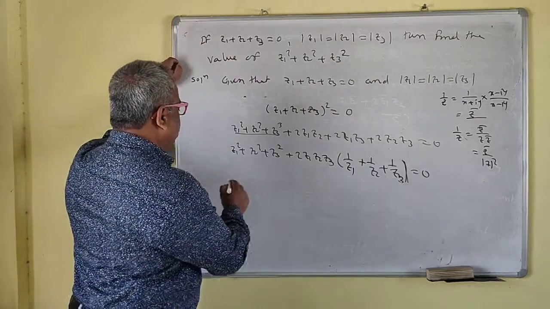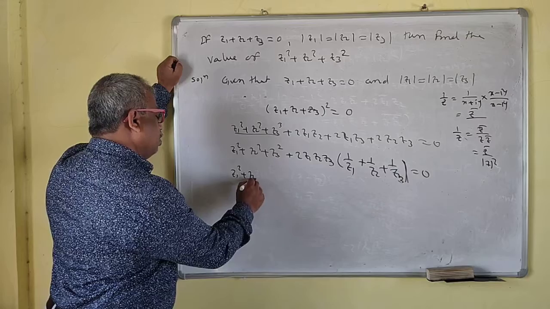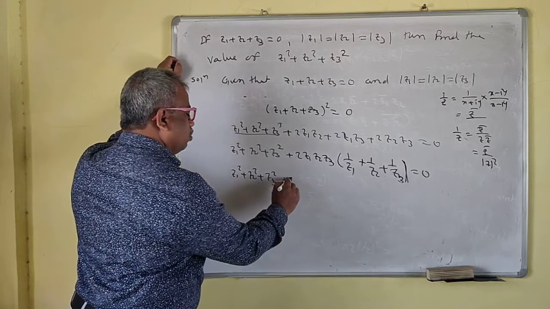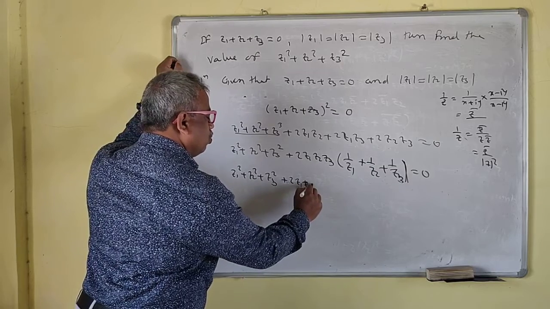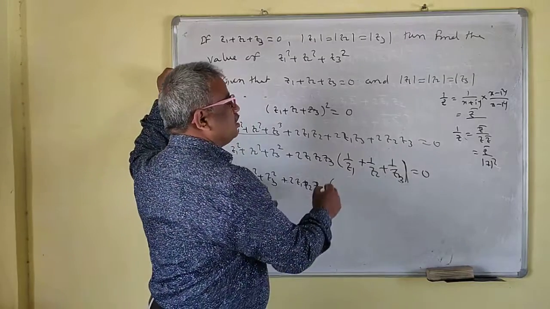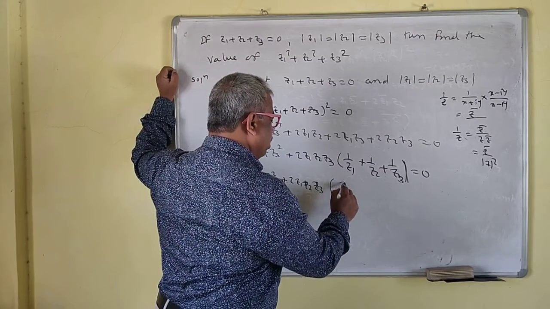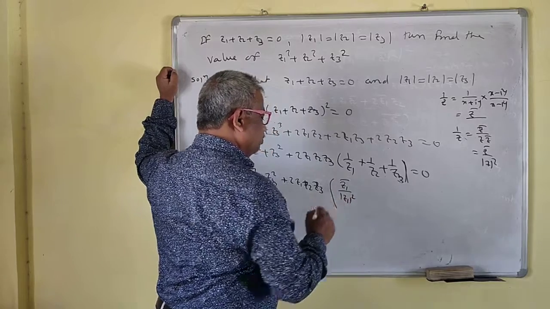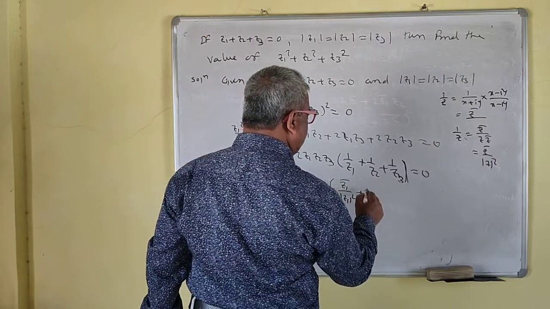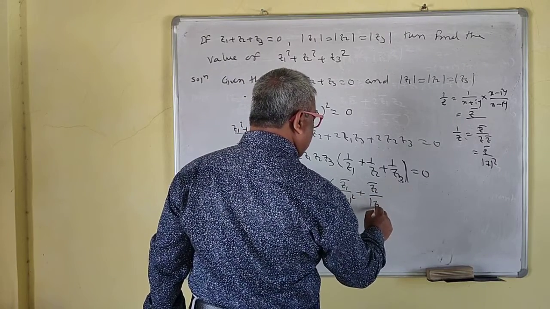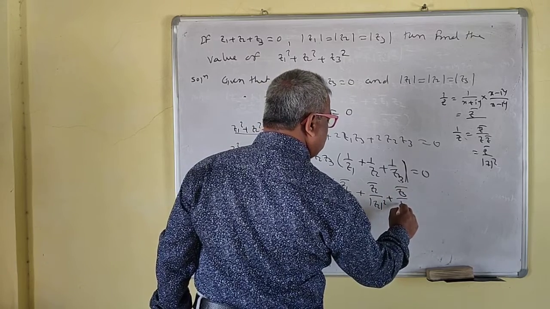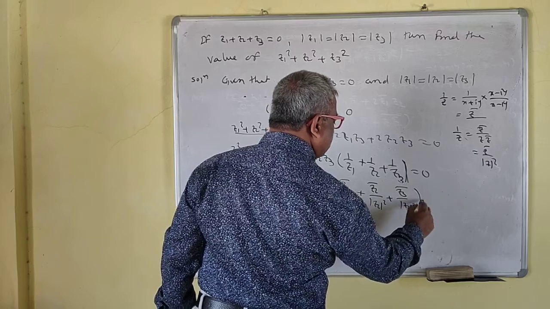Okay, so now we will write this. This is z1 square plus z2 square plus z3 square plus 2 times z1 z2 z3. Okay, this we will keep as it is now. Okay, so 1 upon z1 is the same as what? z1 bar upon mod of z1 square, plus z2 bar upon mod z2 square, plus z3 bar upon mod z3 square is equal to 0.